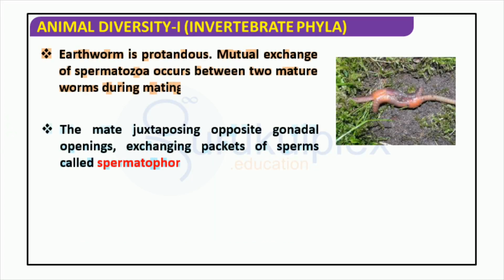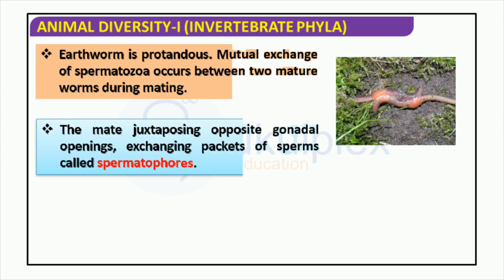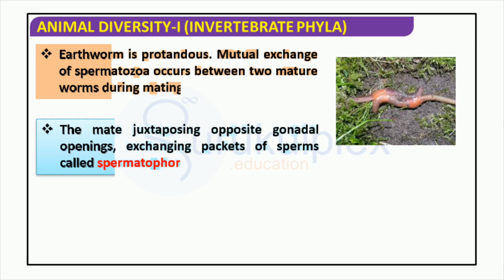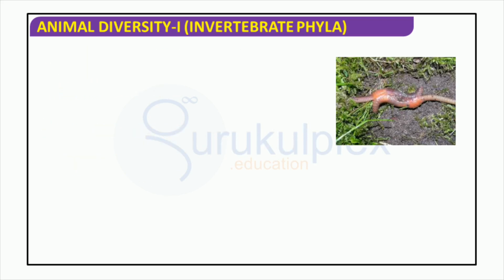Earthworms are a type of invertebrate that form part of the animal diversity. Unlike other animals, they are hermaphrodites possessing both male and female reproductive organs. During mating, two mature worms will lay close to each other and exchange packets of spermatozoa called spermatophores.